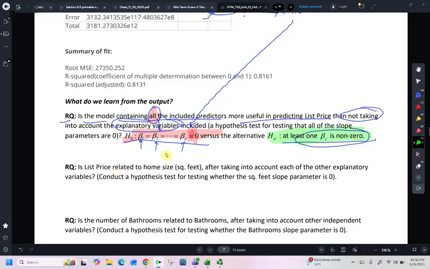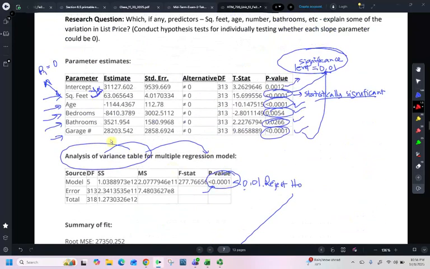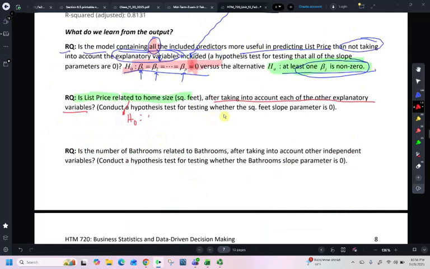For instance, if I'm interested in just looking at if the list price is related to square feet after taking into account all other explanatory variables included in the model, well, in this case, the null hypothesis would be, I'm taking home size, which is measured in square feet, as the first independent variable. So that would be testing that beta 1 equals 0 versus the alternative that beta 1 is not equal to 0 or possibly greater than 0.